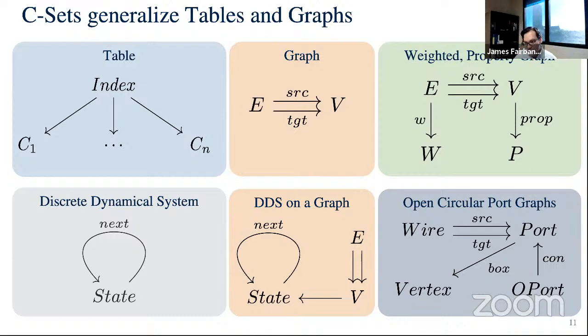Then open circular port graphs are a real fancy version of graphs where vertices have ports, and then there's an open boundary around the whole thing. These are useful for describing conjunctive queries, tensor contraction networks, or expressions in regular logic. These can all be represented as open circular port graphs.